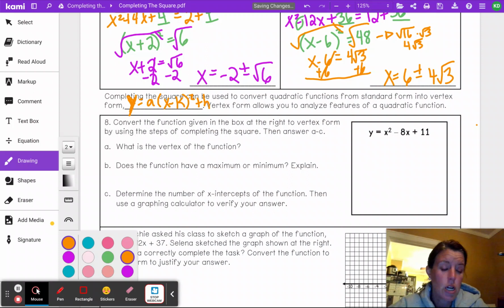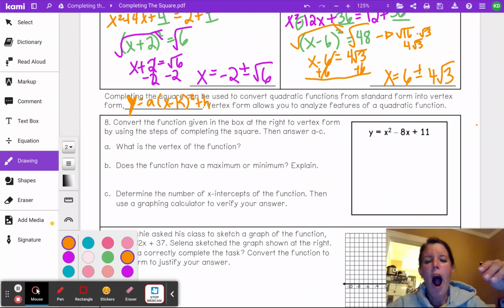Don't shoot the messenger. I don't like it either. There's a lot of letters. This is hard to remember. It just is what it is. So, but this is the vertex form. Once we solve, you'll see what all of those numbers mean.